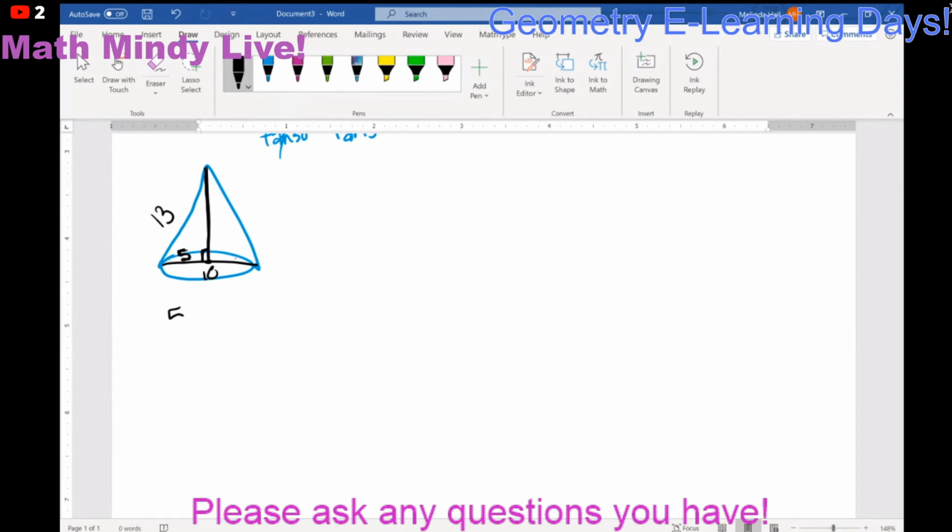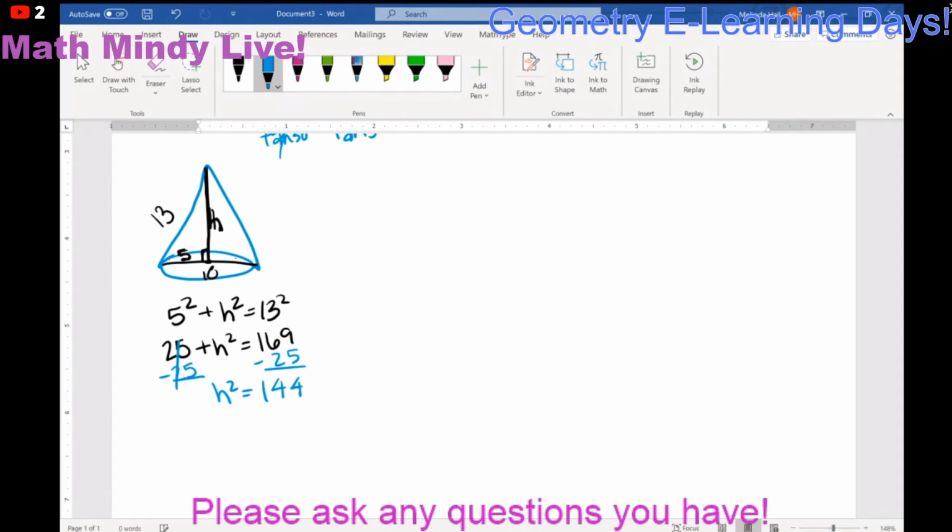And so that would be 5 squared plus, we'll just say this is h, h squared equals 13 squared. And so then 5 squared would give you 25, and 13 squared would give you 169. And so then when you subtract the 25, that would give you h squared equals 144. And so then you would take the square root of that number, and that would give you that your height is 12.